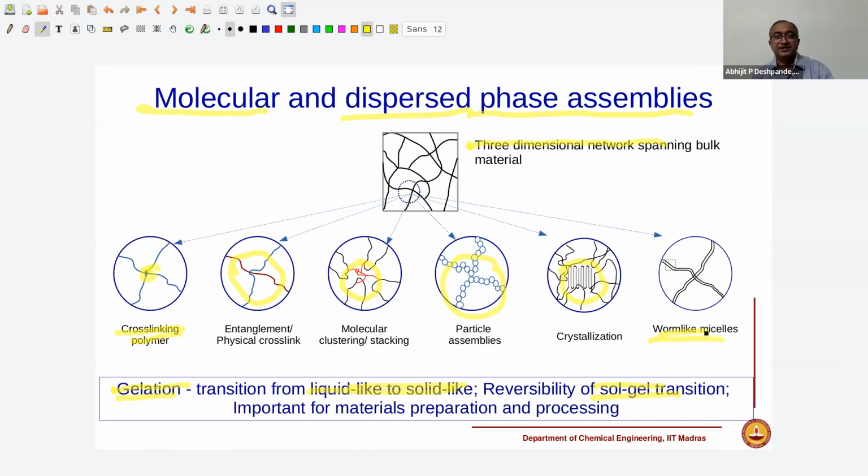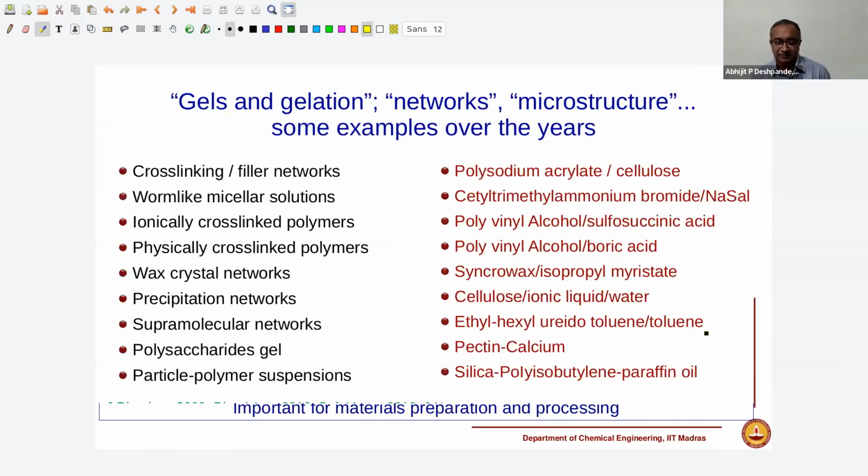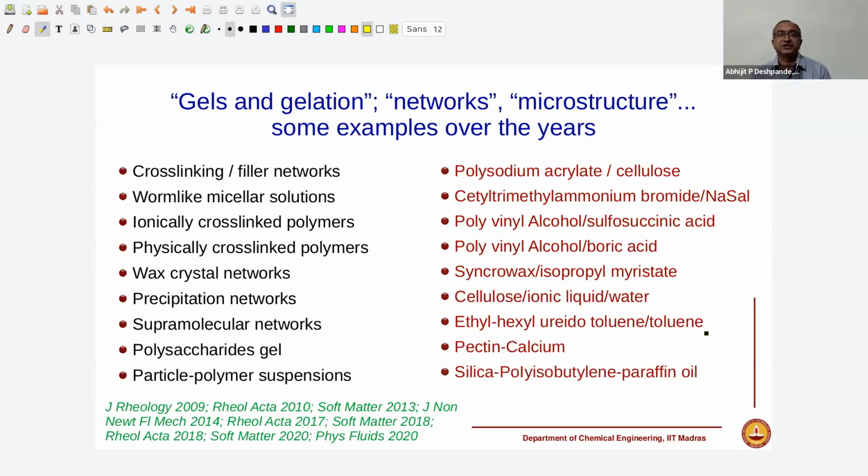Just to complete the overview, I'll summarize a few of the material systems to highlight the diversity of materials which could be investigated using rheology. More importantly, we could connect to the microstructure of these material systems. So you could have a cross-linking system, which is a polymer. This is what is used in diapers, a super absorbent polymer along with a filler. I'll just give a couple of examples and then move on in the interest of time.